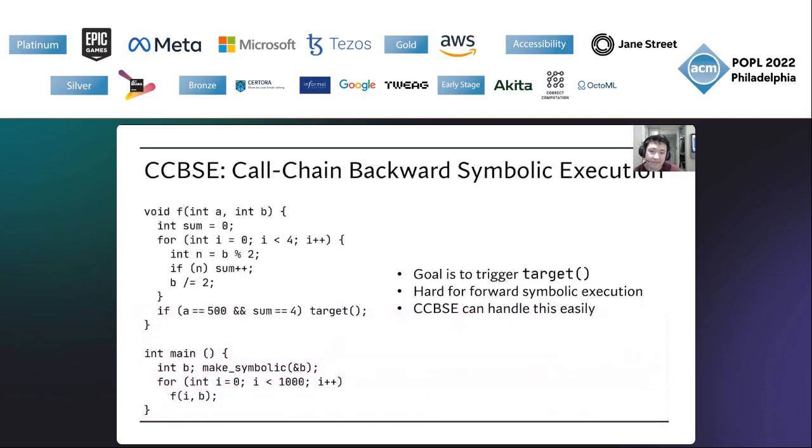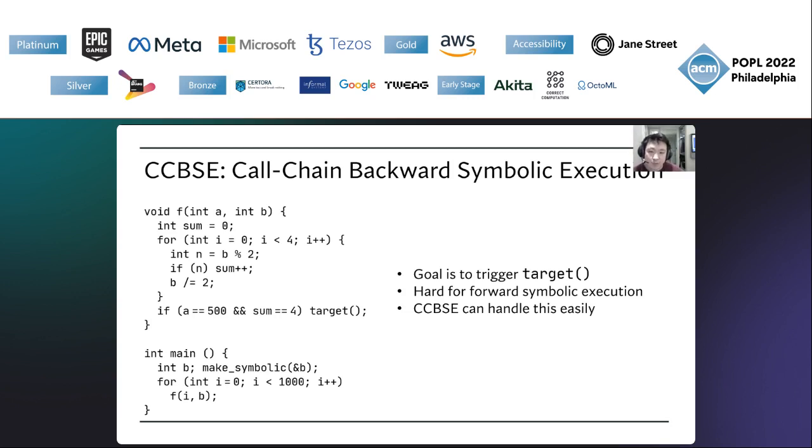To see what this variant is, here's another very interesting example program written in C. Our goal here is to find the concrete input to trigger the target function. As you might observe, the function f has 2 to the 4, which is 16, paths, induced by the if statement inside this for loop. So this if statement is basically extracting or testing each bit from the second argument b.